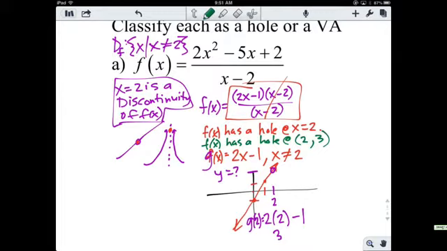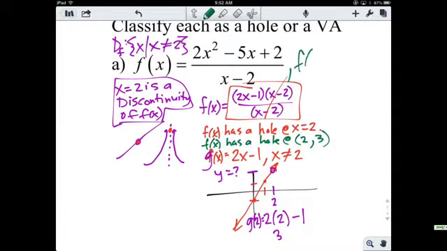If you know you have a hole, if you get rid of the factor that's causing the hole, you can plug that value into what's left over, the simplified version after it's gone, and that gives you the y value of the hole. It's that easy, okay? Now, you could figure out that there was a hole there without having to factor, and here's how.